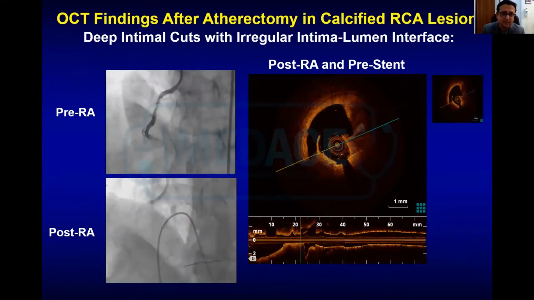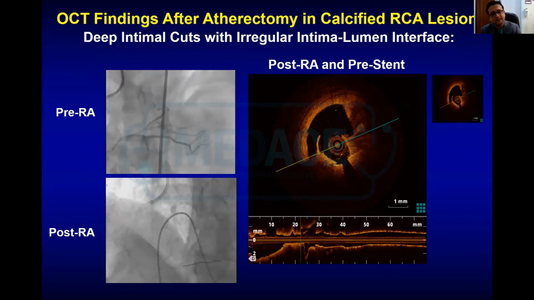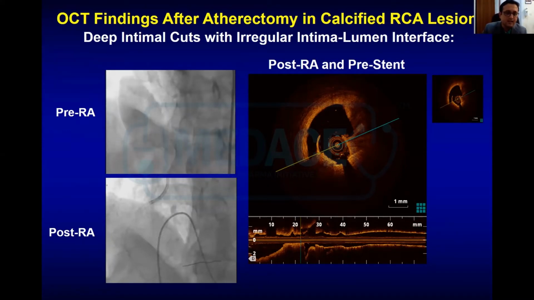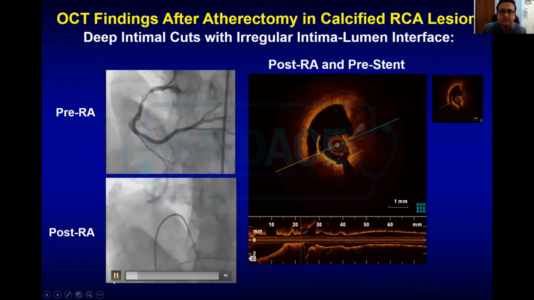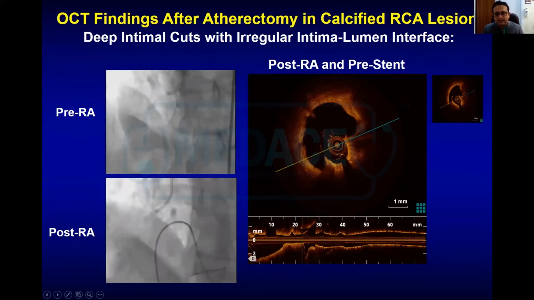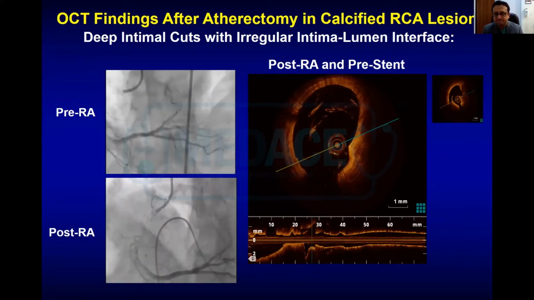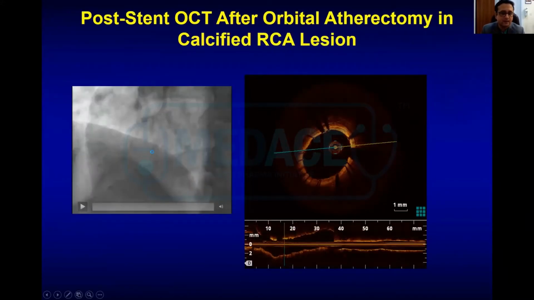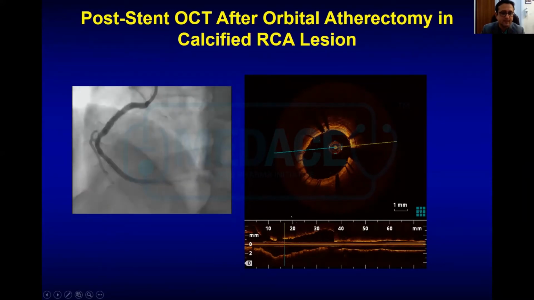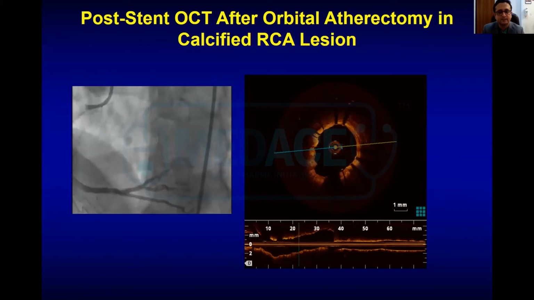This is just a case I'm going to show, and then we'll go to our fellow. This was a pre-rotablation case. You can see a lot of calcium. This was post-rotablation, and we did an OCT. You can see the cuts it made in the calcium, and then we were able to get good stent expansion. And this is post-OCT, which shows adequate stent expansion and apposition.